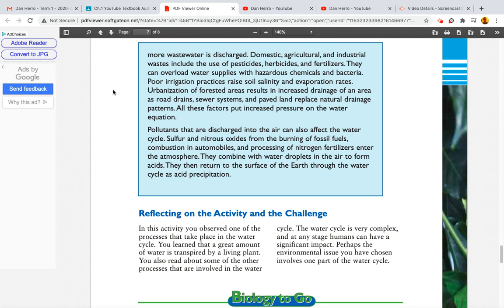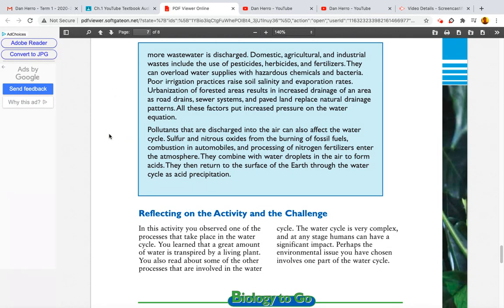Poor irrigation practices raise soil salinity and evaporation rates. Urbanization of forested areas results in increased drainage of an area as road drains, sewer systems, and paved land replace natural drainage patterns. All these factors put increased pressure on the water equation.